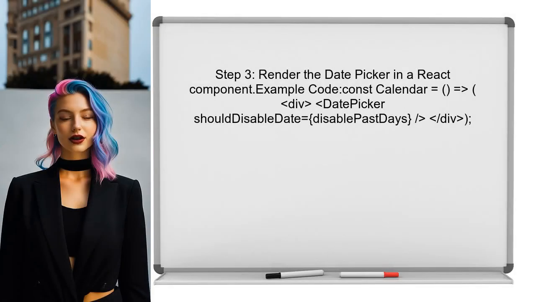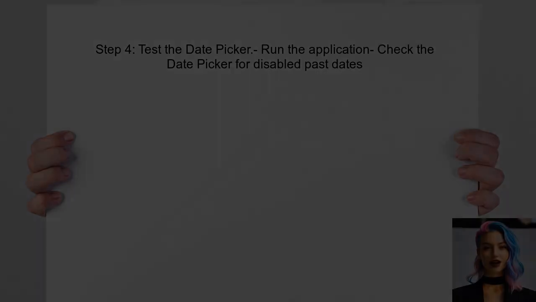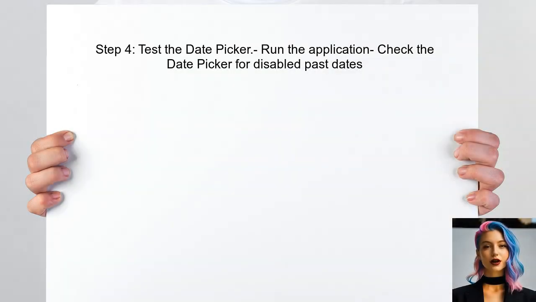Now, the user should ensure that the date picker is properly rendered within a React component. This involves wrapping the date picker in a functional component. Finally, the user can test the date picker in their application. They should see that past dates are disabled and cannot be selected.